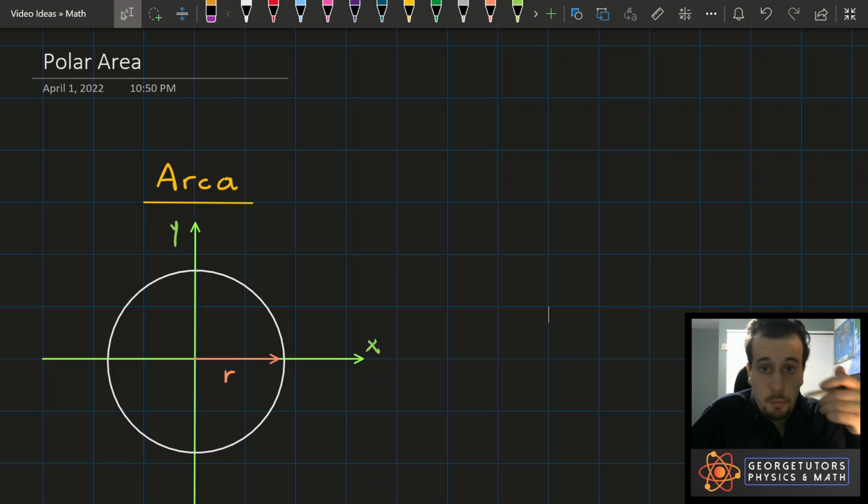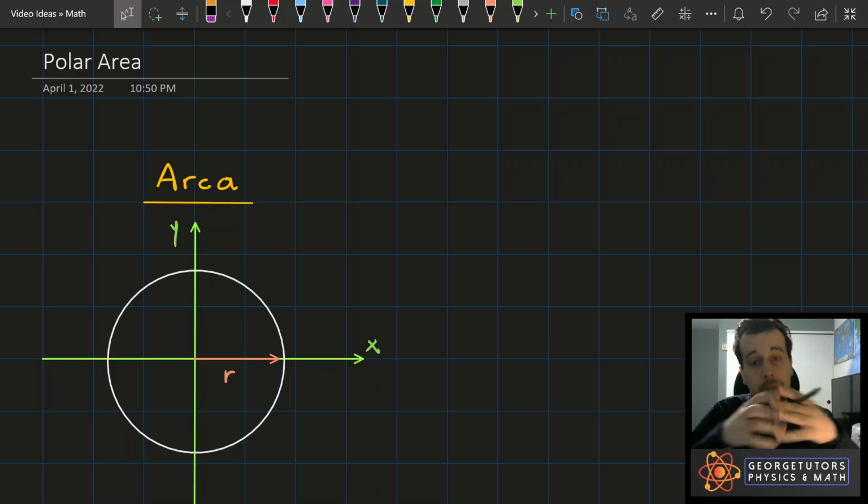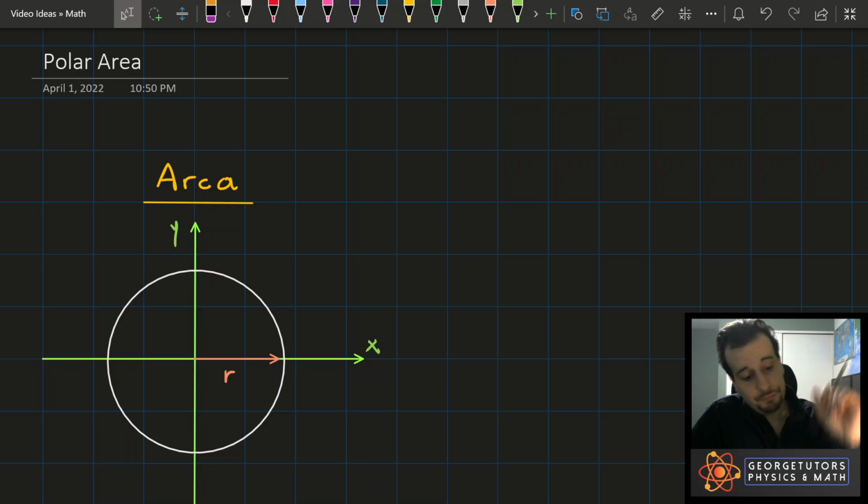Hello everyone and welcome back to another little video where I'm going to be expanding further into polar coordinates, and this time around I'll be talking about how to find area under polar curves. I'll do so by first developing the machinery that we need to do this operation, and then I'll apply it to a couple of relevant examples below.